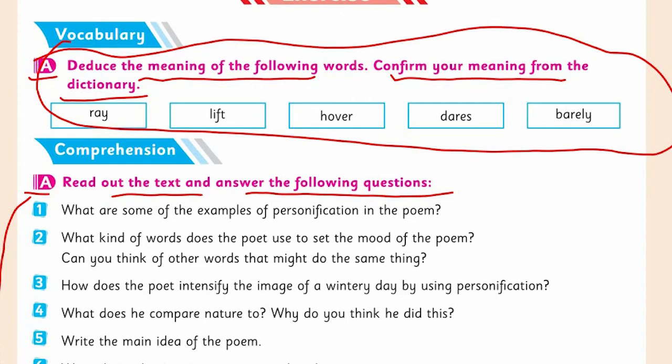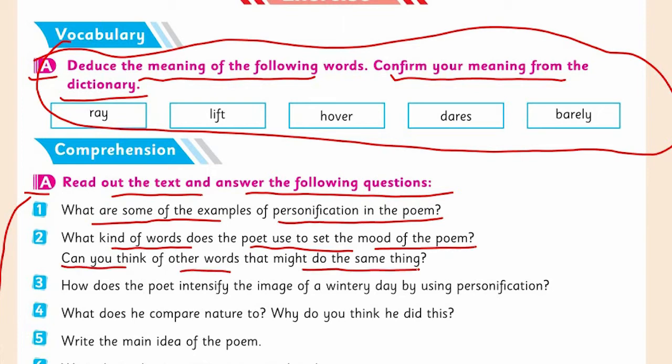We just read now the poem, The Winter Sun. What are some of the examples of personification in the poem? We have discussed the personification, the use of personification in detail. You can find it very easily from your poem about the sun. What kind of words does the poet use to set the mood of the poem? Can you think of other words that might do the same thing? You have to think yourself what words might do the same thing.